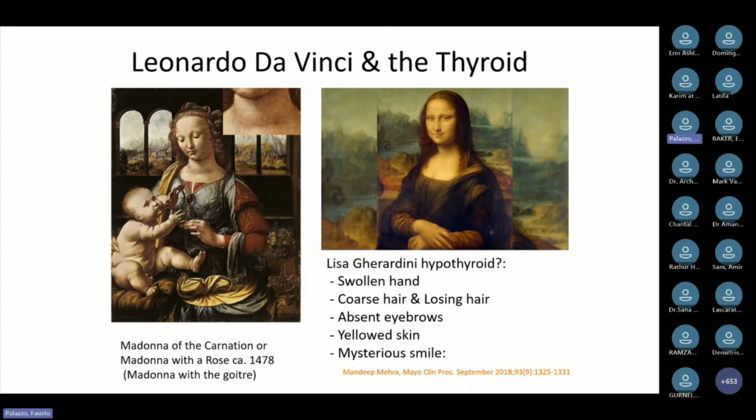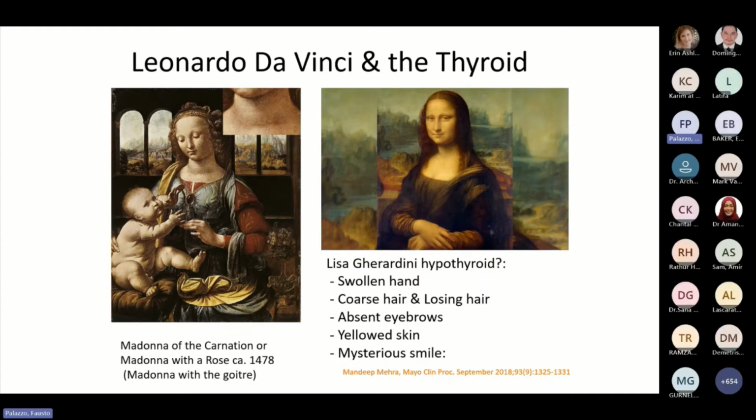A couple more words about Leonardo da Vinci and the thyroid. On the left, you can see the Madonna of the Carnation, because you can see that she's holding a carnation. She's also known as Madonna with the rose, but also known commonly as the Madonna with the goiter, because of her goiter. And while looking this up, I found this wonderful paper where it was hypothesized that the Mona Lisa, or Lisa Gherardini, who is the person that's been painted, was actually hypothyroid. I thought that this was an example of an endocrinologist with perhaps a little bit too much time on their hands.